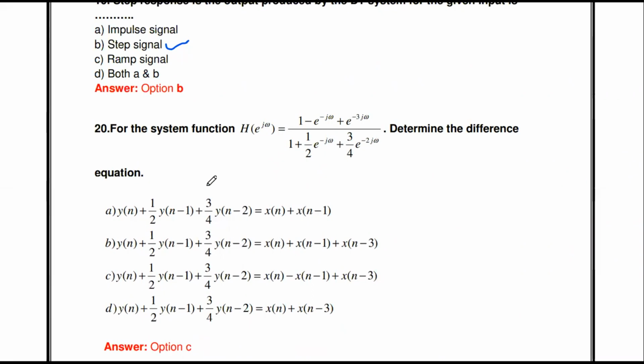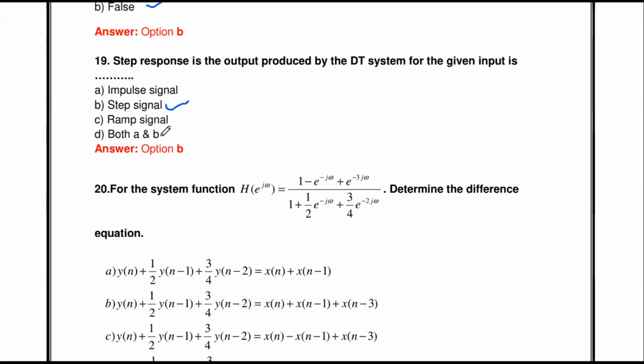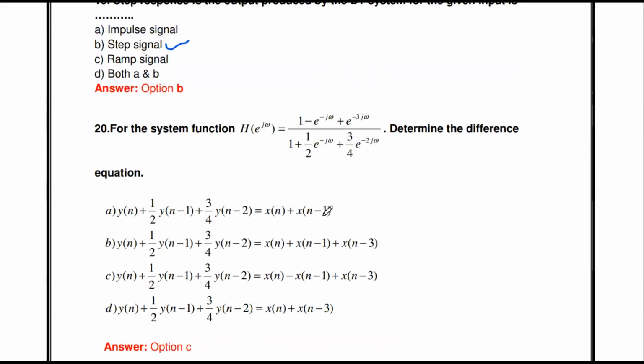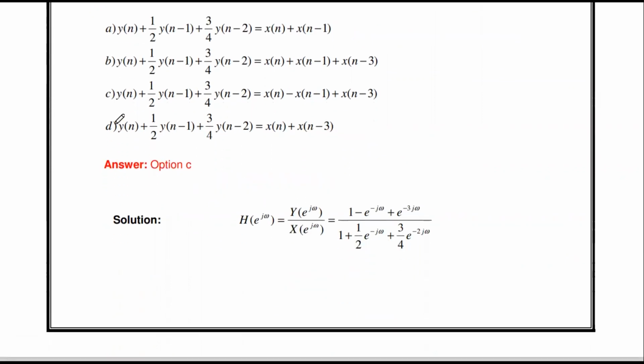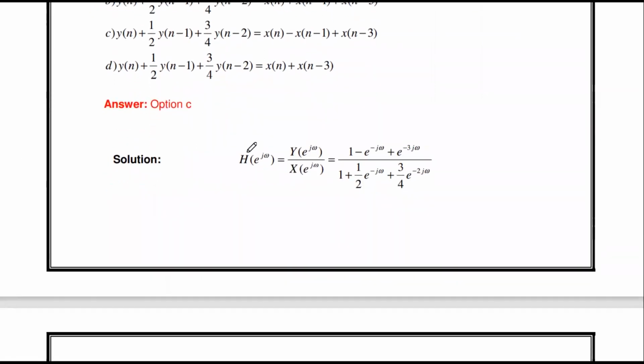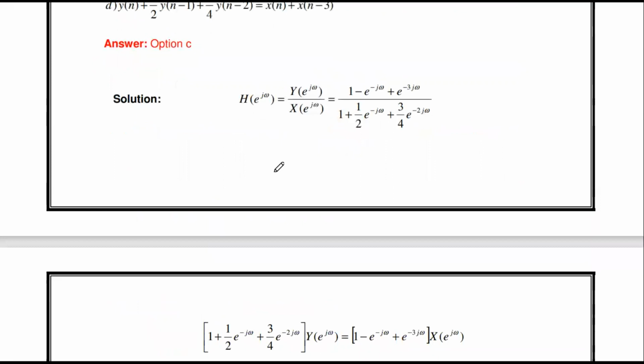Okay. So in the fourth question we studied, H of z is given, and we have to determine the difference equation. Similarly here, H of e power j omega is given. So using this H of e power j omega, we have to determine the difference equation. Okay, so a similar procedure we have to follow. Instead of the z transform, we have to use DTFT.